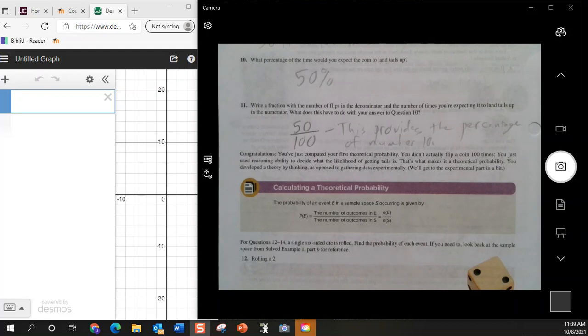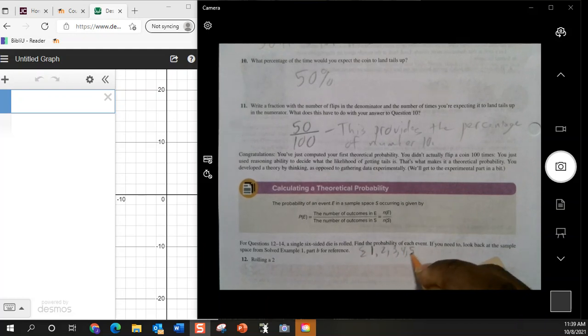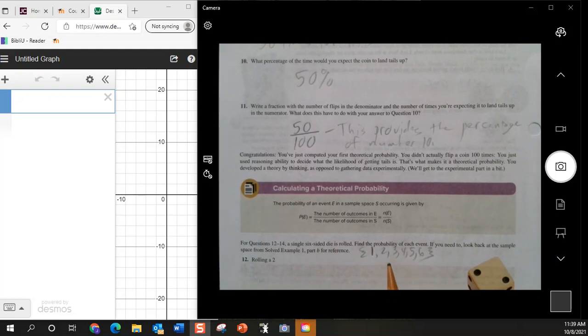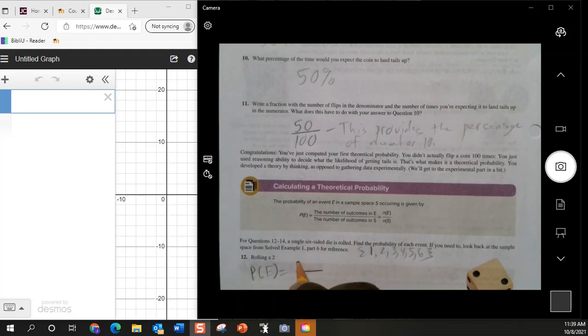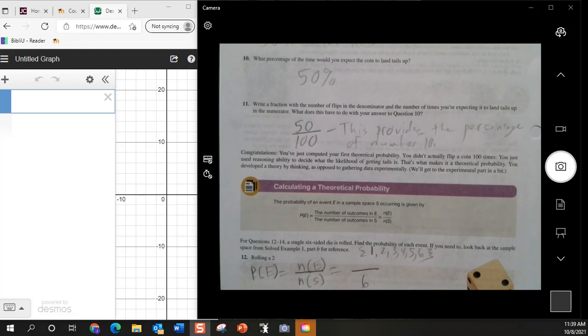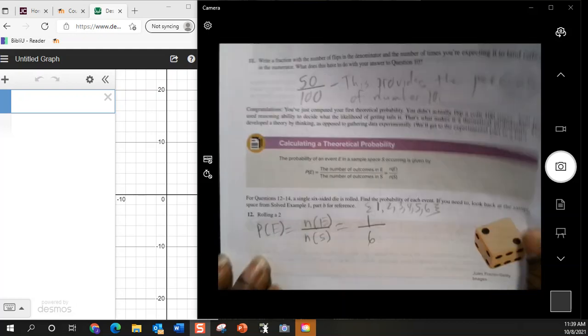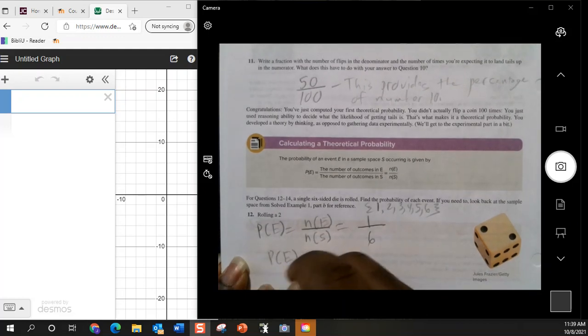Okay, rolling a 2. Now, I'm going to write the sample space here. This is the sample space for a die, 1 through 6. So rolling a 2, 2 only appears 1 out of 6. So writing this out, the probability of the event, I'll put in number of outcomes for the event, and the number of the sample space. Now the number of the sample space was 6. The number of the event occurring is 1. So your answer here is 1/6. So your P(E) is 1/6.